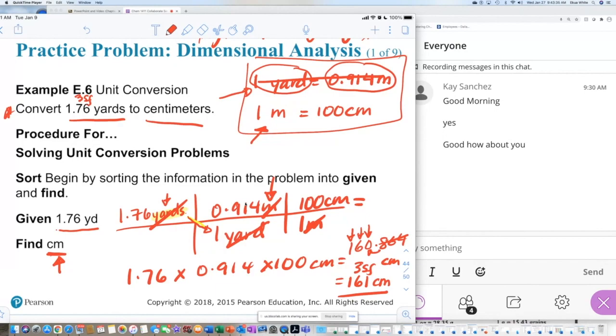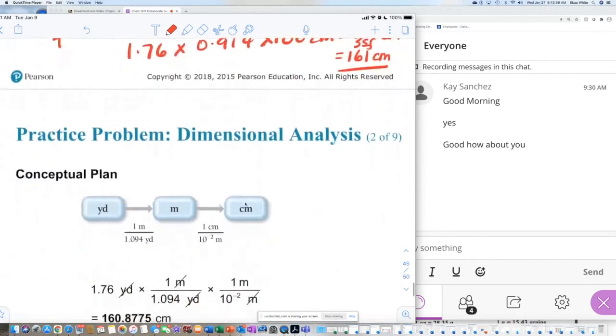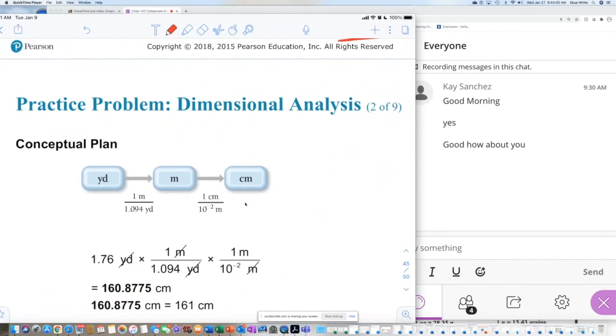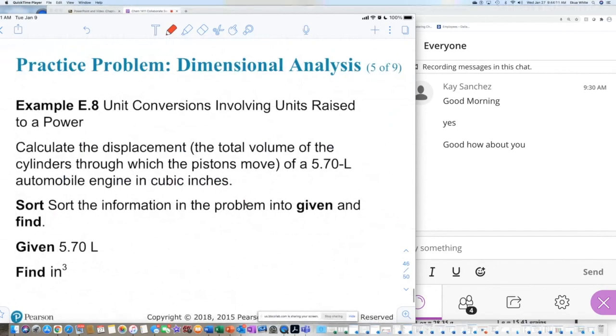Okay? Does anybody have any questions about that method? Remember, you use your given number to determine the significant figures of your wanted. Okay? Okay. So they gave us a plan here. They use their own conversion. I mean, you can use whatever conversion you want. I could have used any one of the 4 that was provided or the ones that I saw. I picked the first one. Okay. Next problem here.